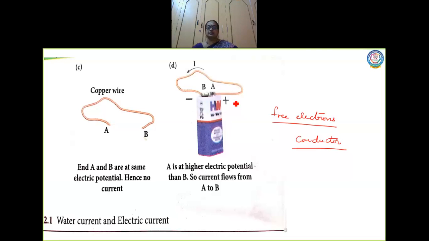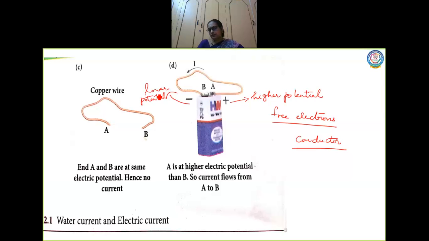So this plus is at a higher potential, right? And this minus is said to be at lower potential. So you connect this wire to the two terminals of a battery, which is at a higher potential and a lower potential. Now what happens?